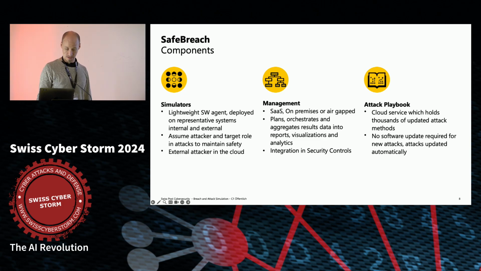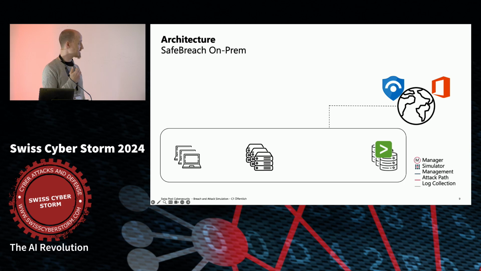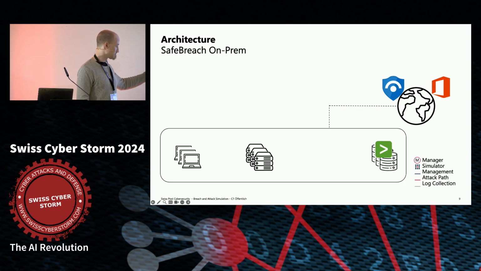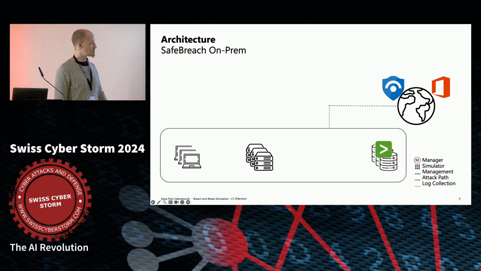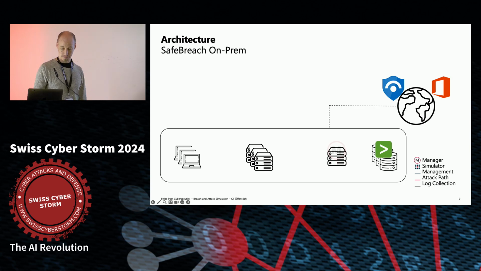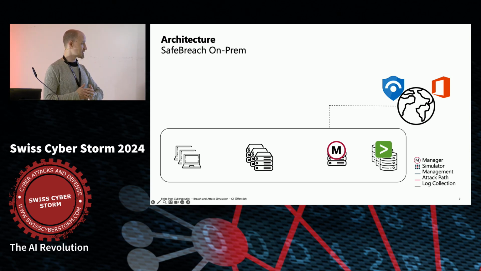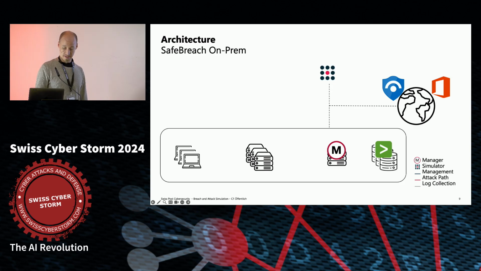But how does it look at a customer? Let's say this is our customer, they have some clients, they have some servers, and some database and some security controls already in place. And now we start with our setup. I show you here the on-prem setup. So we ask for another system. It's an appliance, which will be the manager. And then we get a simulator in the cloud, which is run by SafeBreach.